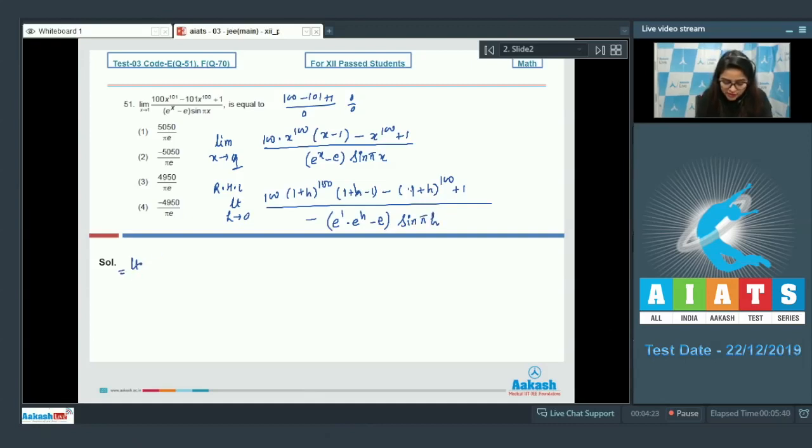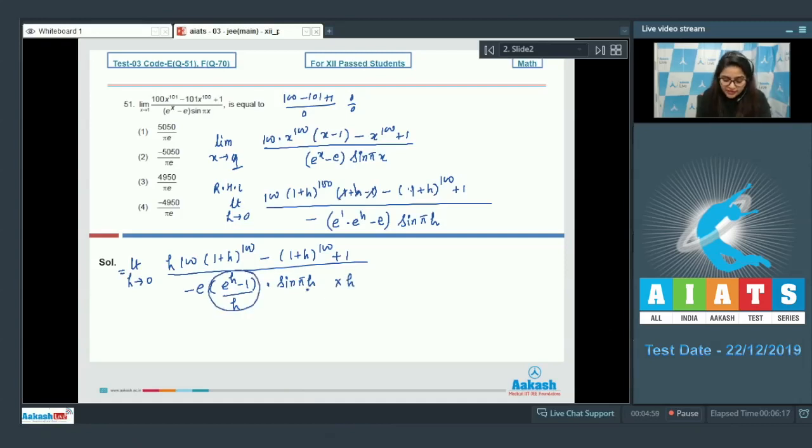So this is equal to limit h tending to 0. The e is going to be cancelled. So 100(1 plus h)^100 h minus (1 plus h)^100 plus 1, divided by, you can take minus e common, (e^h minus 1) plus sin πh. If I divide by h and multiply with h in e^h minus 1, it is a standard form limit. And here similarly h tending to 0, so πh is also tending to 0. So divide by πh and multiply with πh also. So this is also going to be 1.